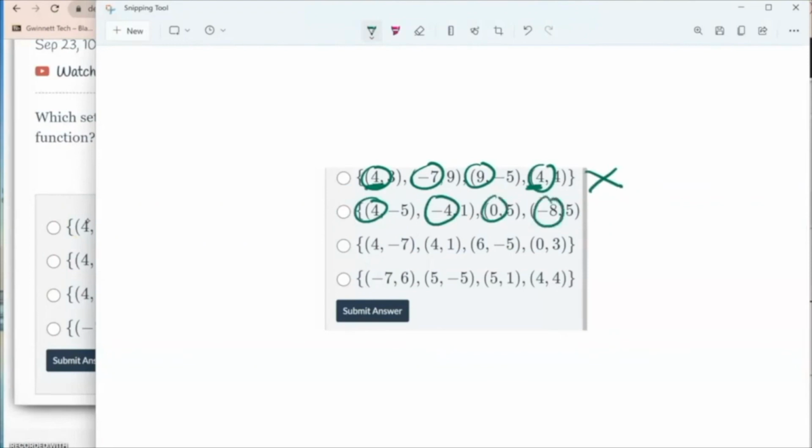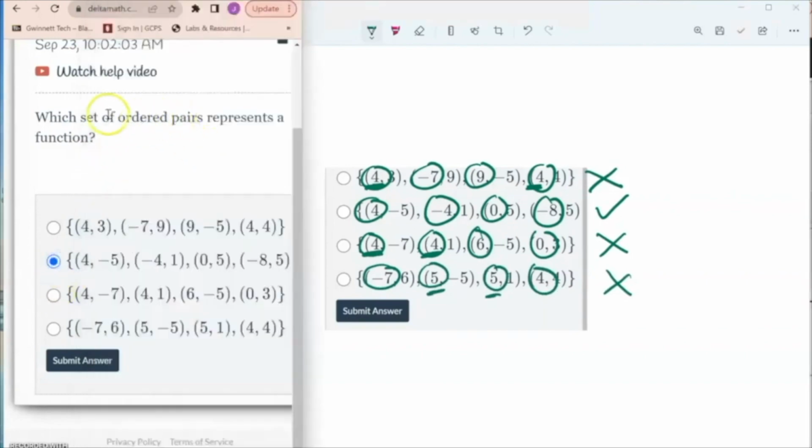X values. Does it repeat? No, this is a function. X values. Does it repeat? Yes, right here. Not a function. X values again. Does it repeat? Yes, right here. So not a function. So the one that is a function is B.